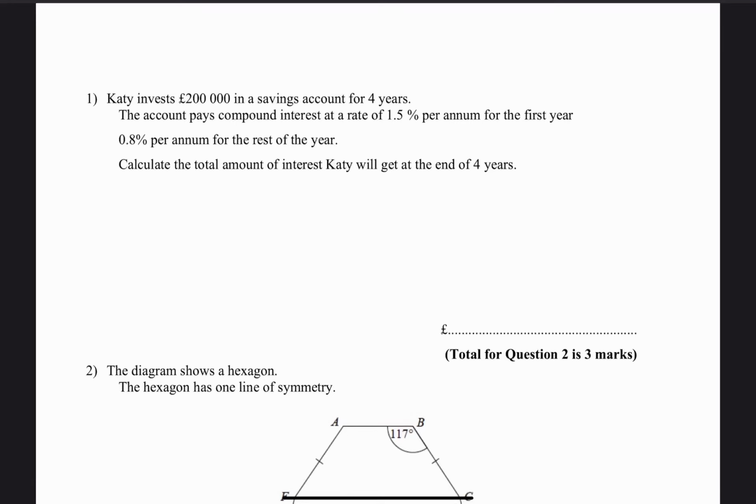Okay, question number 1 is on compound interest. Now, the formula for compound interest, of course: we have the deposit, then it's 1 plus or minus the interest, but as a decimal, to the power of time.